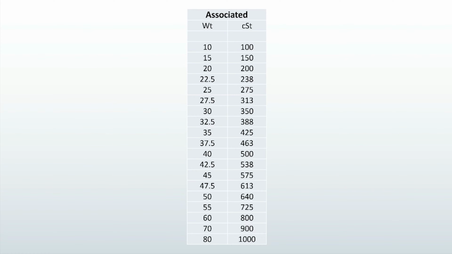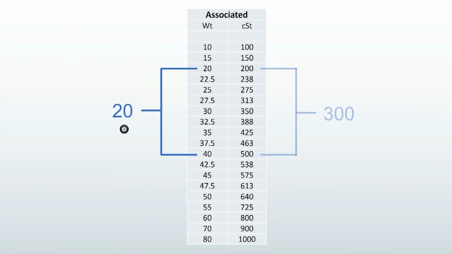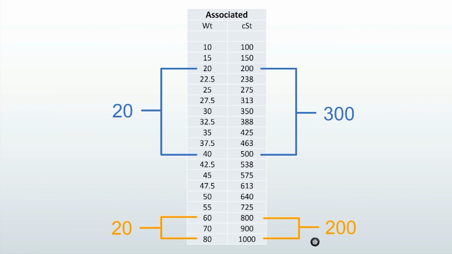One of my astute viewers pointed out that a 20-point jump on the weight scale isn't the same on the cSt scale. So if you look from 20 to 40, that's a 20-point jump, and on the cSt scale, that equals a 300-point jump. Well, if you look down here, a similar 20-point jump, 60 to 80, equals only a 200-point jump on the cSt scale.